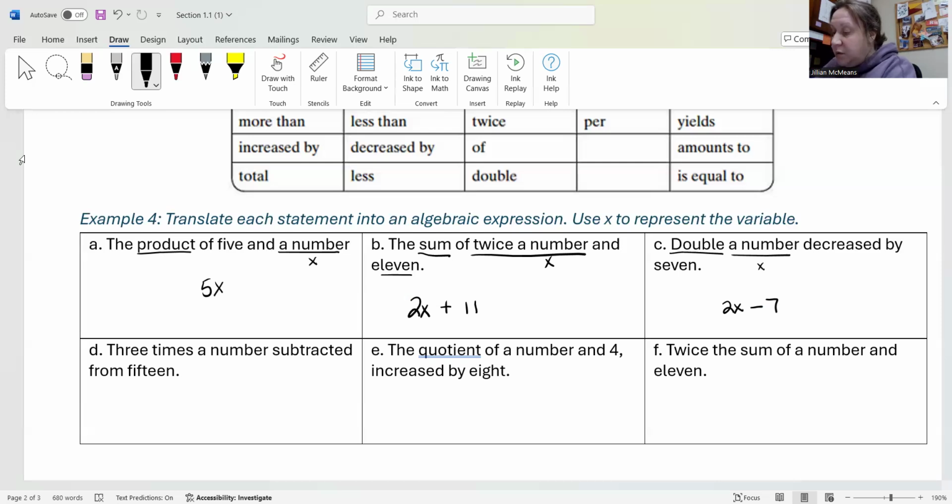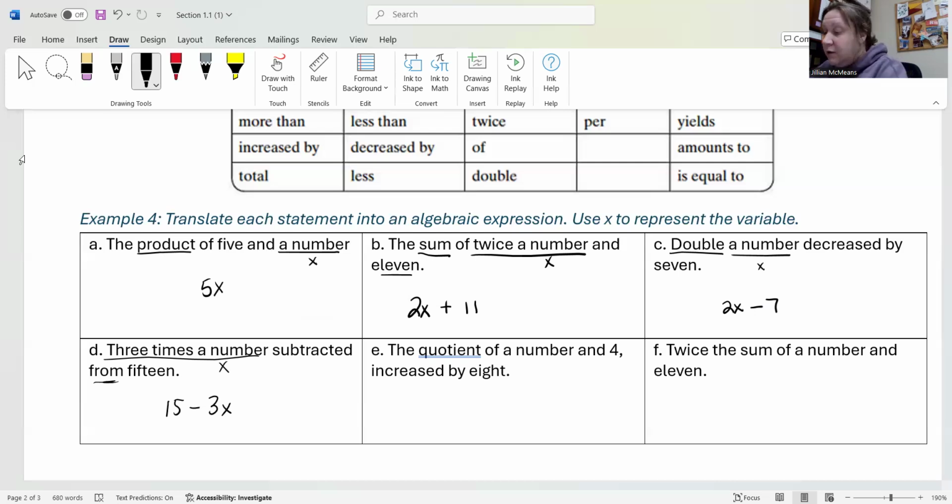So for part D, we want 3 times a number. Well, that number, we don't know what it is. We're going to call it x. But 3 times that number is very explicitly 3 times x. But we want that subtracted from 15. So we want to start with 15. And from 15, we want to subtract 3 times some number x. So be especially cautious with examples like C and D because you're dealing with subtraction and order absolutely matters.